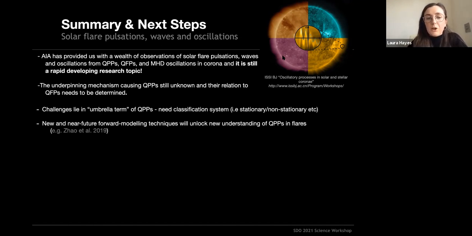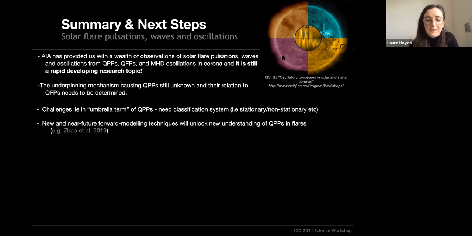In terms of what we know and what needs to be done, we still don't know what causes QPPs in solar flares. And we don't know what the relation is to QFPs. There have been some studies to show that they are related, but these are usually longer periods. And we really need to have a unified way to understand them both together. I think some of the challenges lie in the fact that we seem to call anything that has a time variability associated with a flare a QPP.